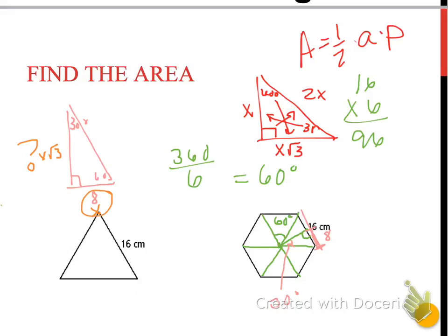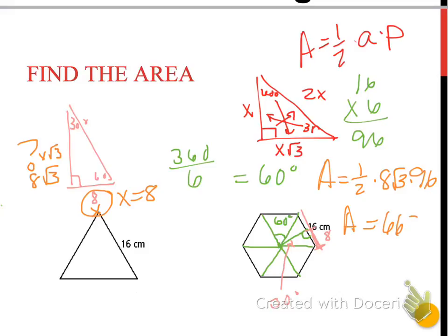So what I can do with these is set them equal because they should represent the same thing. So right now x equals 8. To find out my apothem, all I do is plop that 8 in for that x to get 8 square root 3. So now my apothem is 8 square root 3. So we can go ahead and do our problem. We're going to do 1/2 times 8 square root 3 times the perimeter we found, so 96. So A is going to equal 665.11 centimeters squared.